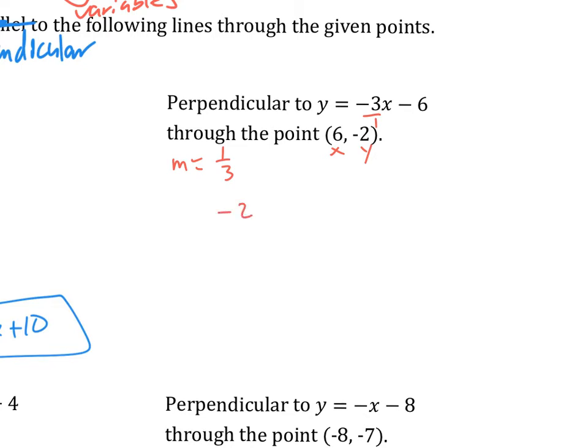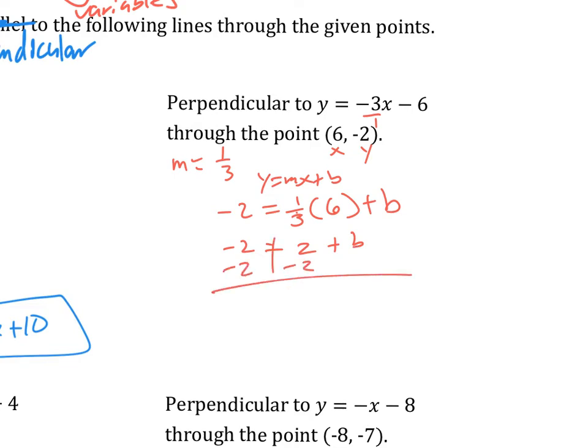So we'll take negative 2 equals, we have y equals mx plus b, remember? Negative 2 equals 1/3 times 6 plus b, and we're going to solve for b. So we'll have negative 2 equals 1/3 times 6 is 2, plus b. We'll subtract 2 from both sides to solve, and then negative 2 minus 2 is negative 4 is equal to b. So our equation is going to be y equals our slope 1/3 x minus 4.